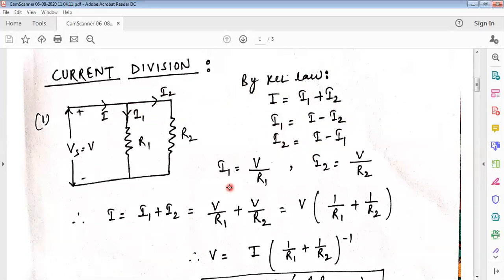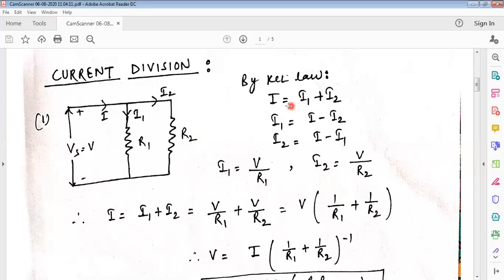Now what is I1? I1 is the current flowing through R1. What will be its value? It will be voltage divided by R1. What is the voltage here? Here voltage is V and resistance is R1. So current will be voltage divided by resistance. So I1 will be V by R1. Similarly, I2 is the current flowing through resistance R2. Voltage across resistance R2 is V and resistance is R2. So I2 will be V by R2. Now you have I1 and I2.